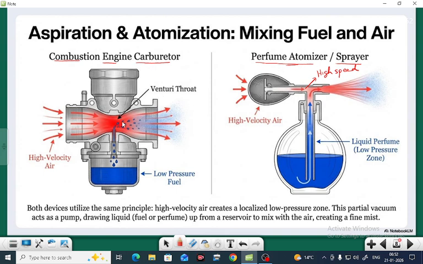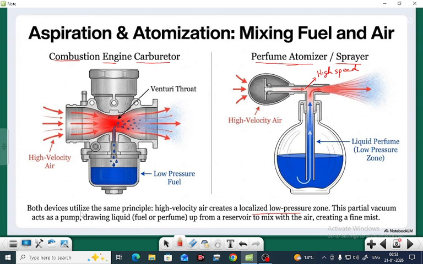This is the Venturi throat. This is high velocity air. This is low pressure fuel. So both devices utilize the same principle. High velocity air creates a localized low pressure zone. This partial vacuum acts as a pump, drawing liquid, fuel or perfume. Here you see drawing fluid. Here is a high pressure zone. Here is high velocity air. So it creates a low pressure fuel, and Venturi throat, so the oil moves up.